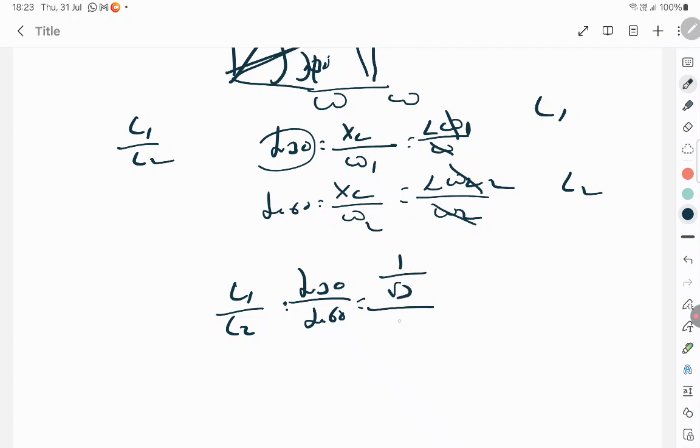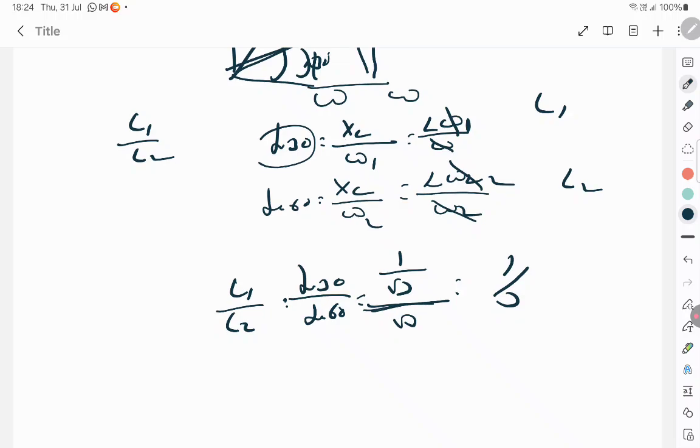Tan 60 is root 3, so it's 1 by root 3. That's how you should write the answers. Let's go to the next question.